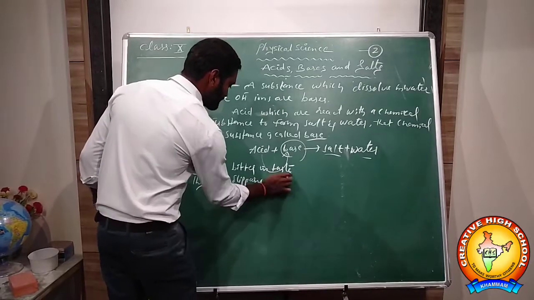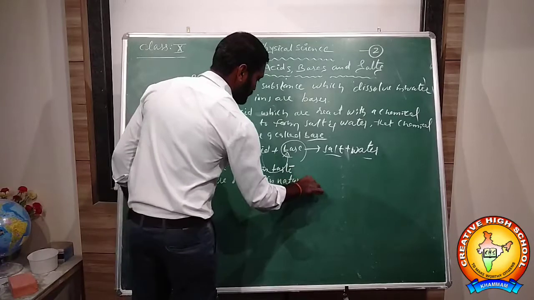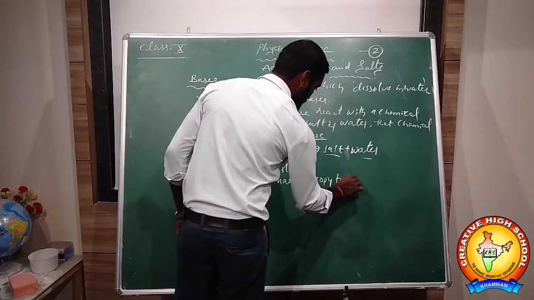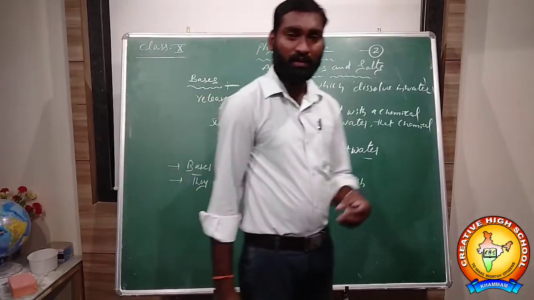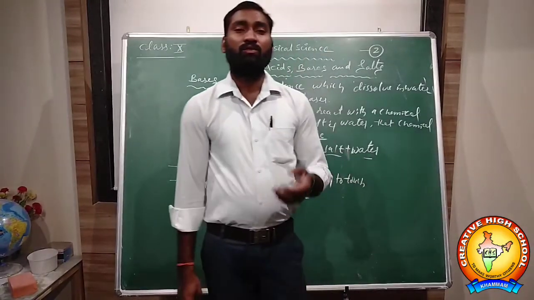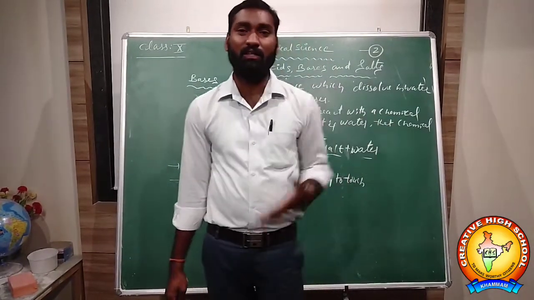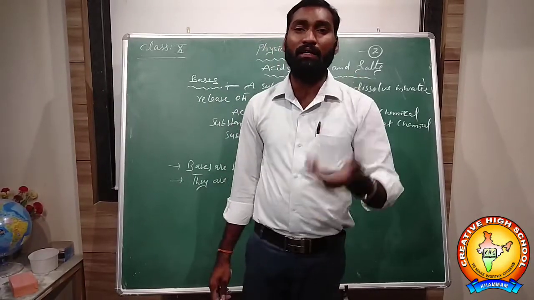They are slippery in nature, soapy to touch. They are very smooth. For example, when you use soap and touch it, it is very smooth and easily slips from our hands. They are slippery in nature.